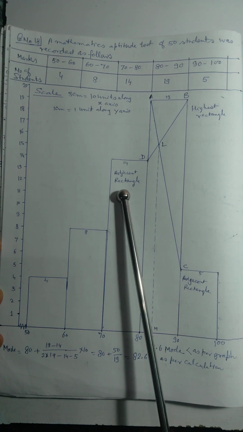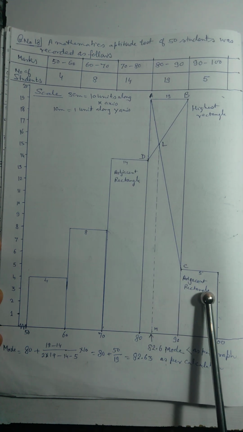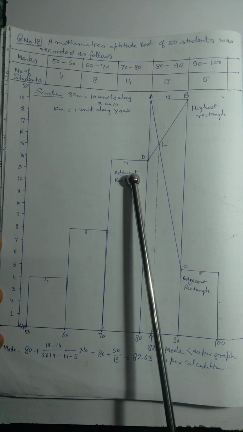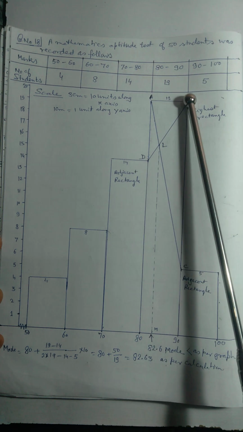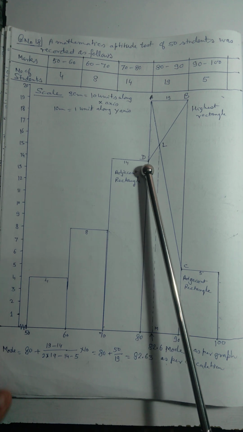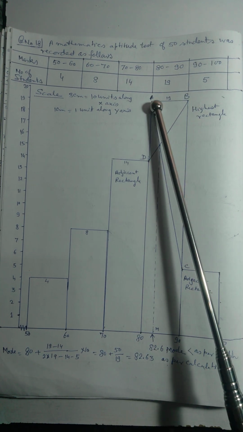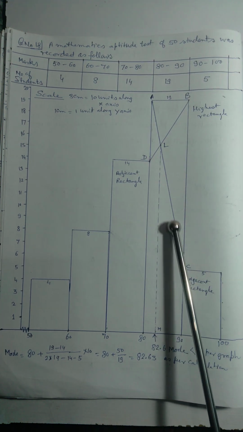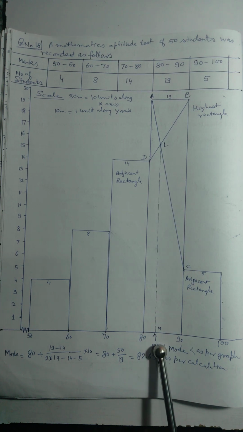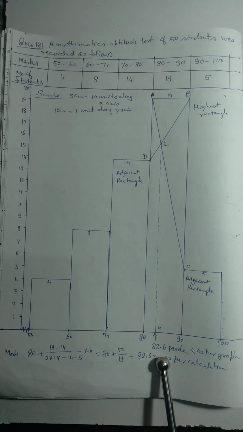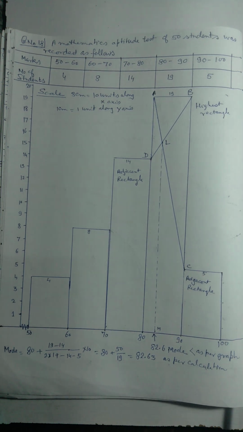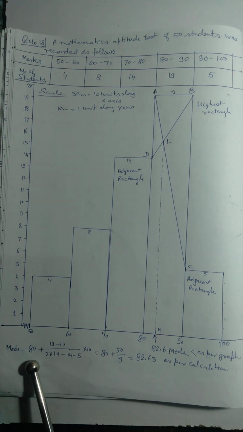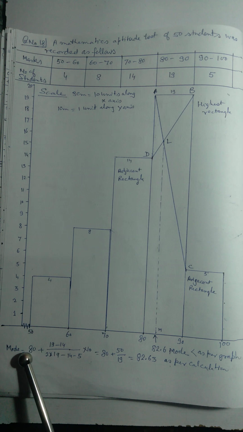The adjacent rectangles have vertical heights 14 and 5. Now join the D and B corners of the highest rectangle, and A and C. The intersecting point of BD and AC is L. From L, you drop a perpendicular on the x-axis, that will give you 82.6, that is the mode as per the graph.